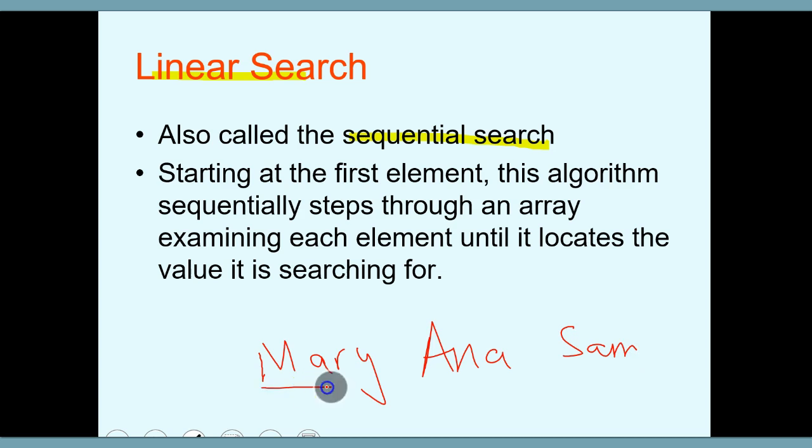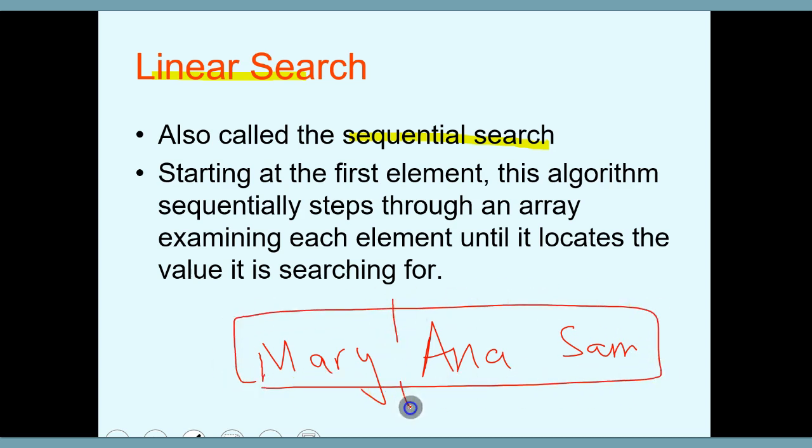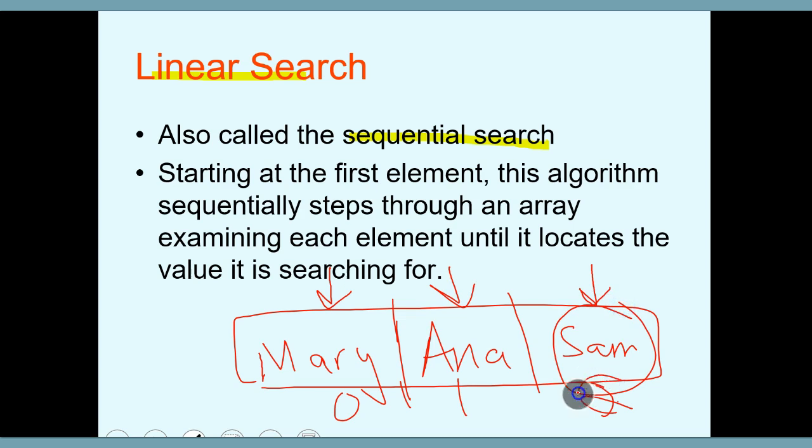So if we have an array with Mary, Anna, and Sam, positions 0, 1, and 2, and we were looking for Sam, linear search would start at position 0 and see if Mary is the search term we're looking for, but we're looking for Sam, so we'll move on to Anna and see if that's the search term we're looking for. Answer still no, so we'll move on to the next item, and we'll realize, okay, here we found what we were looking for. So we'll return the position of that element, which is position 2.